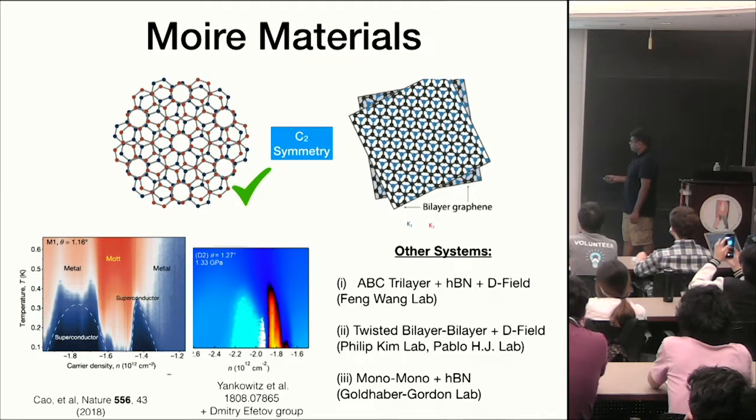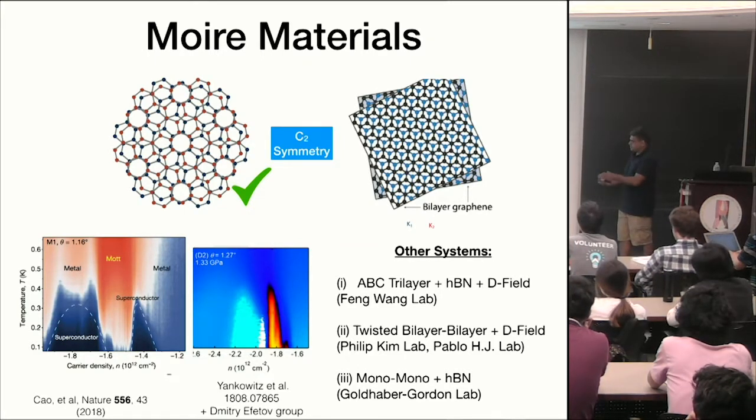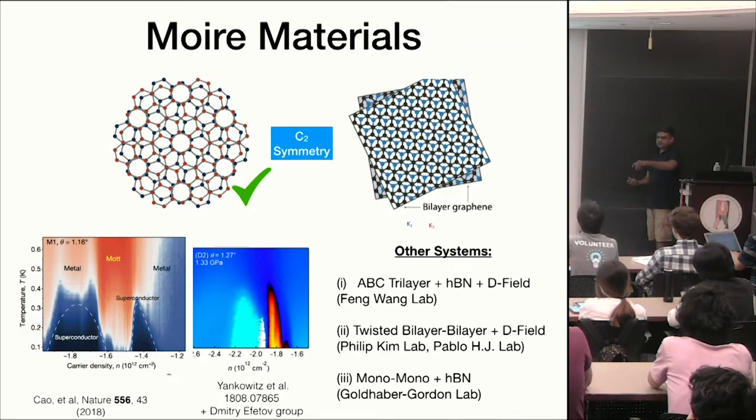There's also a so-called trilayer graphene, ABC trilayer graphene on a substrate. And even this system, if it's put on certain substrates like boron nitride, you can end up losing this symmetry, this C2 symmetry, just 180-degree rotation symmetry. So we're going to emphasize this symmetry.